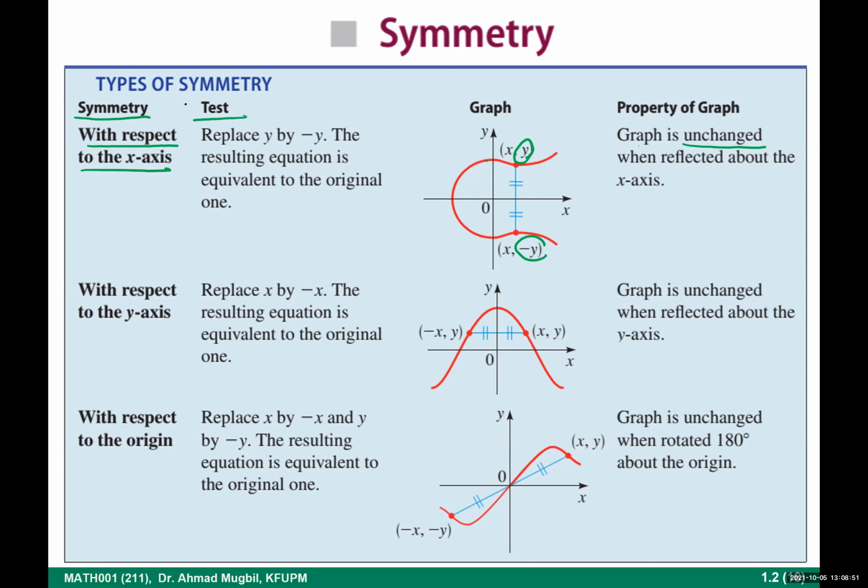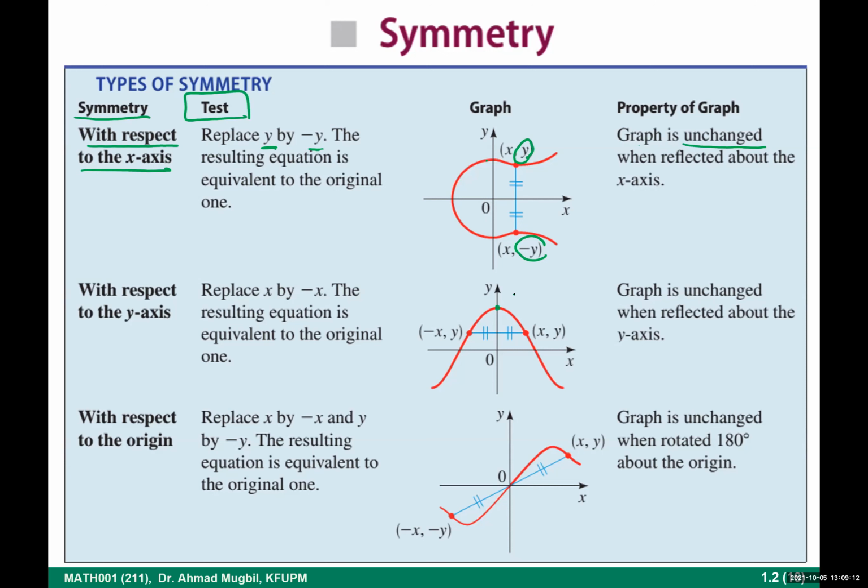How to test it, how to know it? If you want to check that a graph or an equation is symmetric about the x-axis, just replace y by -y. If the resulting equation is equivalent to the original one, then it is symmetric. If it is not equivalent, it is not.